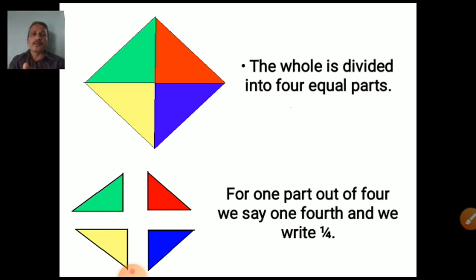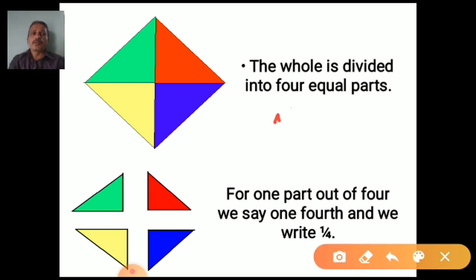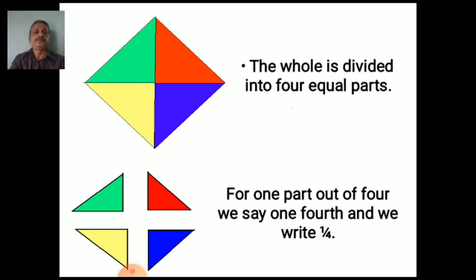Student, be careful. These are ways to represent the number 1 upon 4, 1/4 or quarter. These all 3 terms are saying one thing only. That means 1 upon 4 or 1/4 or quarter. Good.